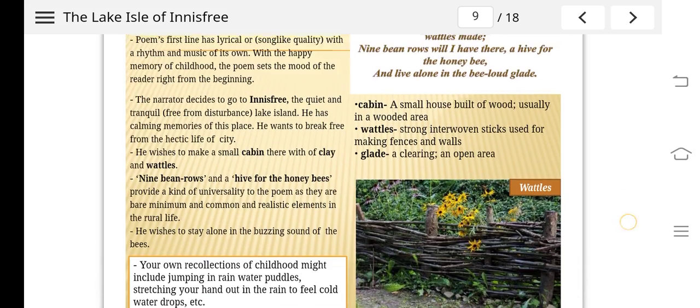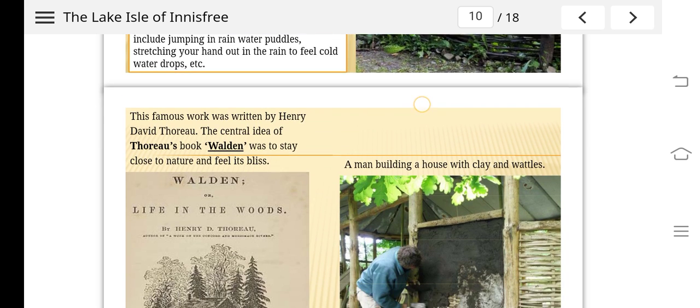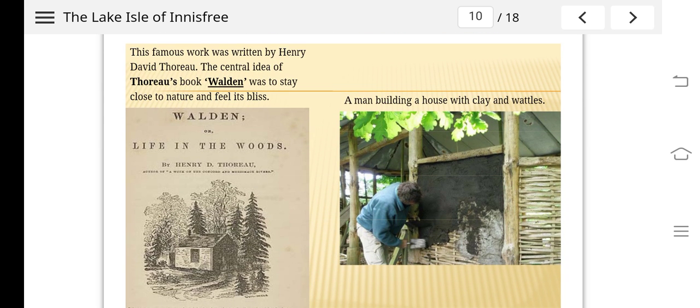We have covered in the last part of the video the first stanza's explanation. I will arise and go now, and go to Innisfree, and a small cabin build there, of clay and wattles made. Nine bean rows will I have there, a hive for the honey bee, and live alone in the bee-loud glade. So I have explained about that, and let us see the 10th slide.